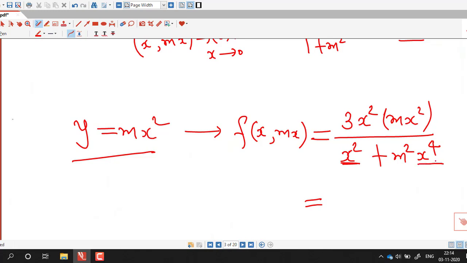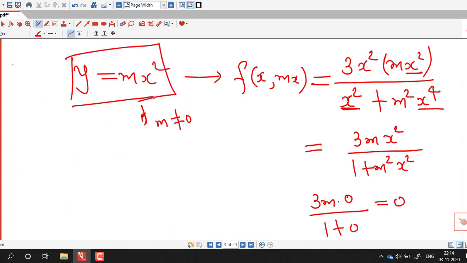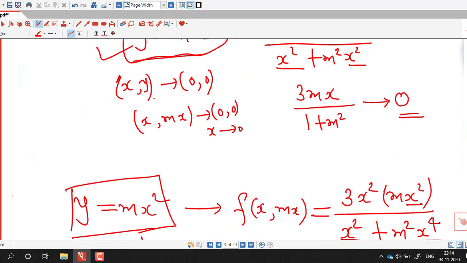Again we can cancel out x square by taking it common. So we will be left with 3m x square in the numerator, and in the denominator, 1 plus m square x square. So you can see if we take limit as x tends to 0, we will have 3m times 0 over 1 plus 0, and here m is different from 0, so this is going to be 0. So that shows that the limit along all the parabolas passing through origin is also 0.